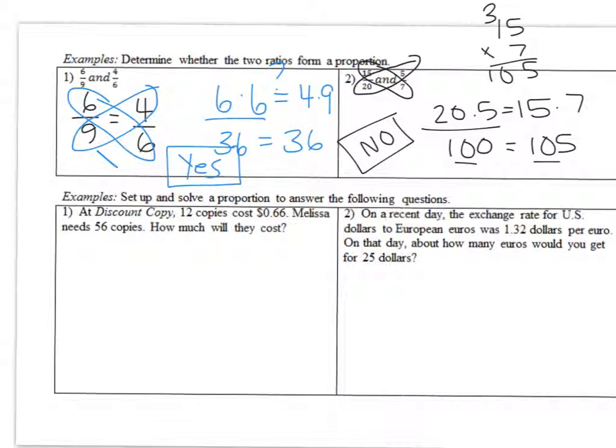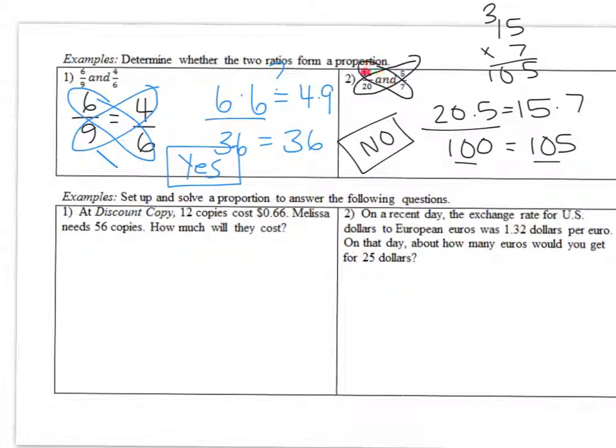So up here I forgot to record it. So I did determine whether the two ratios form a proportion. So if the two ratios form a proportion, their cross products are equal. So what I did was does 6 times 6, because these are across from each other, equal 4 times 9. Does 36 equal 36? Because 6 times 6 is 36 and 4 times 9 is 36. And it equaled. So yes, they form a proportion.